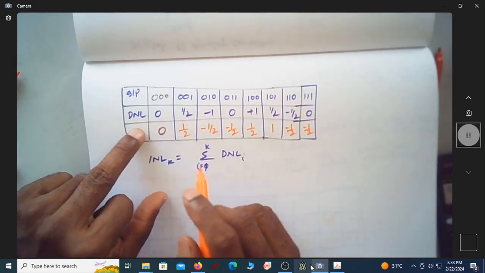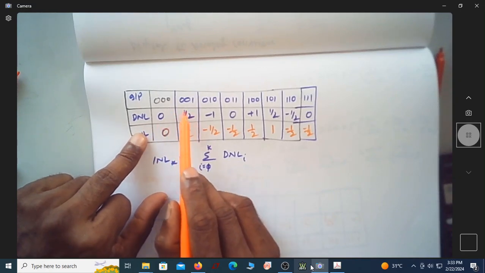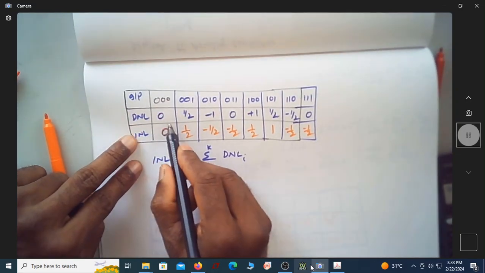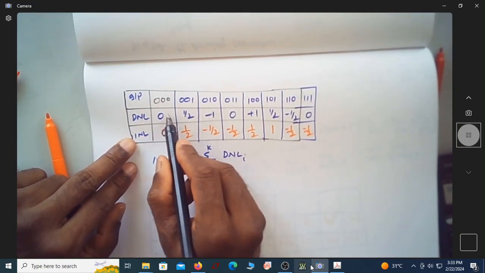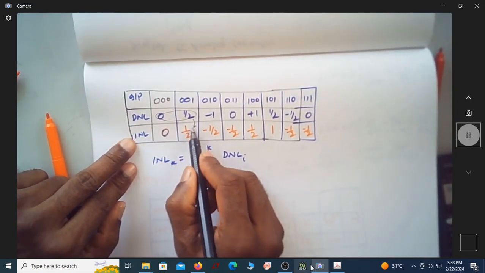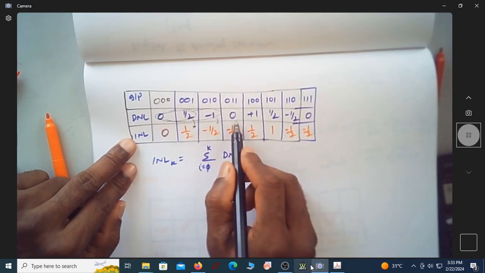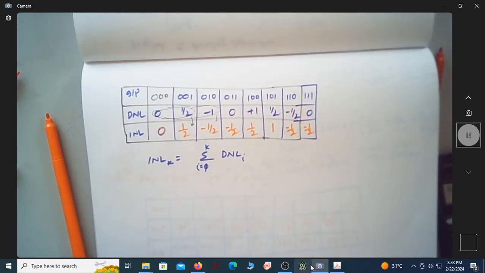So INL is nothing but the summation of DNL till that point. What I am trying to do is, I'll just retain this as it is because there is nothing here. You add these two, put it here. You add these 3, put it here. You add these 4, put it here. So that's how it goes.